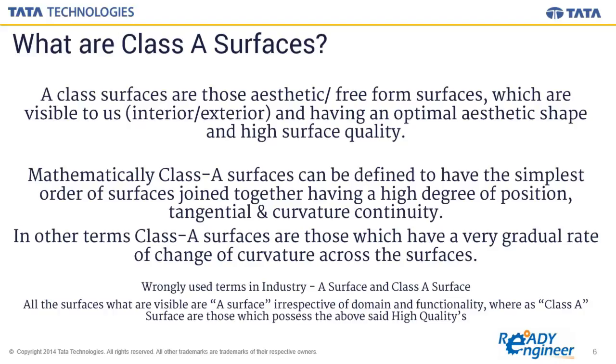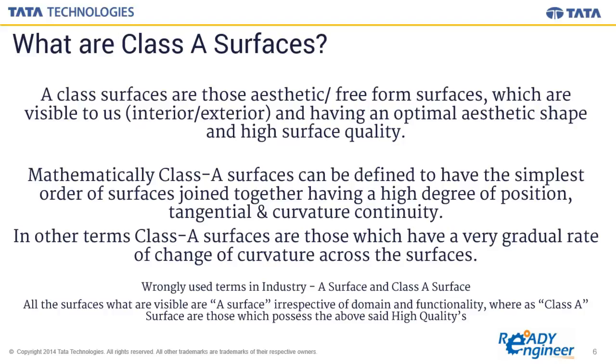Now there is one term which is very wrongly used in industry: A surface and Class A surface. There is a confusion in that. All the surfaces that we can see with our eye are known as A surface, but they are not Class A surface.